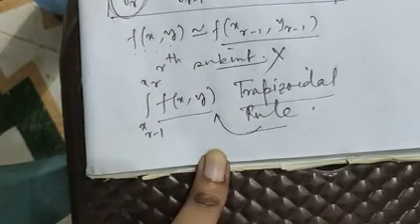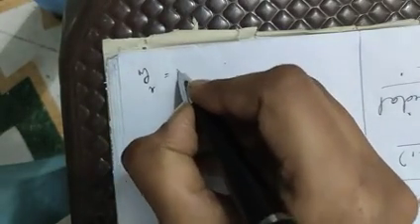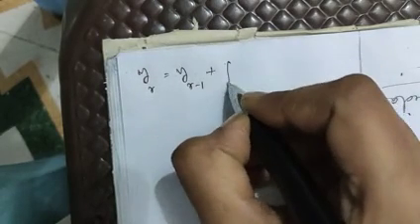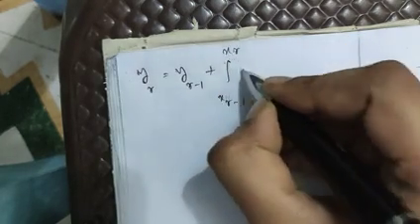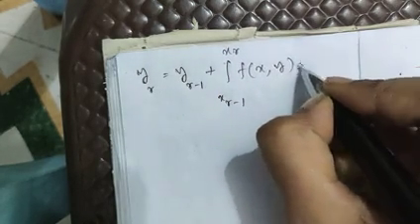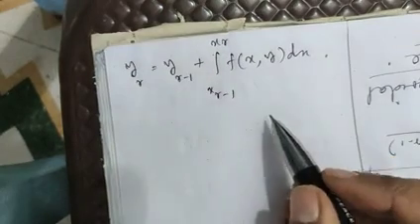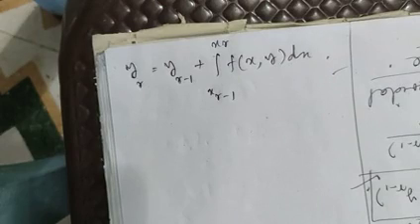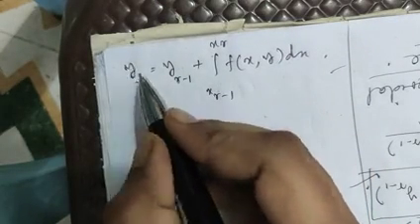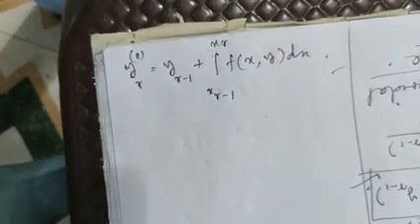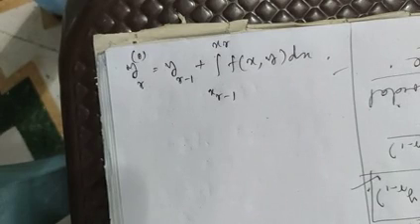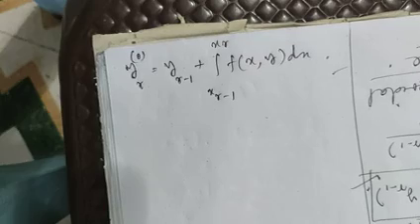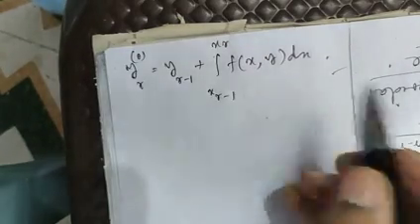So we are starting with y_r equals y_(r-1) plus the integration from x_(r-1) to x_r of f(x, y) dx. That one. Right. Now for the modified Euler's method, we already told that we have taken an initial value for y_r, that was y_r^(0). So instead of y_r, we are putting y_r^(0). And how did we get that? We get it by applying the previous Euler's method, the normal Euler's method. So y_r^(0) equals this.